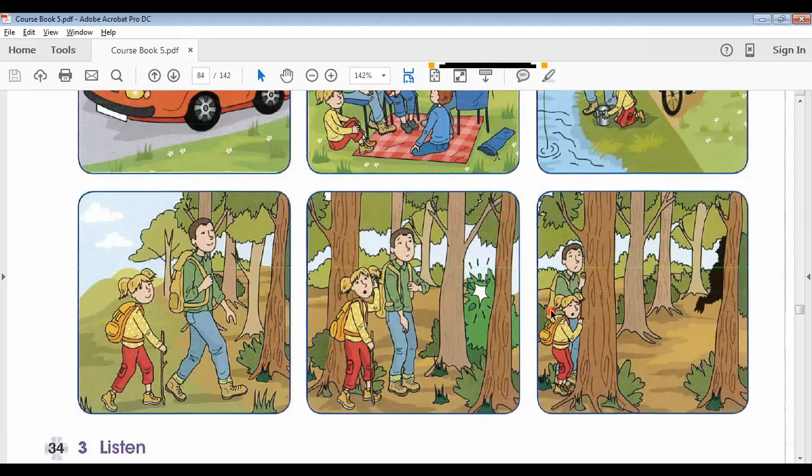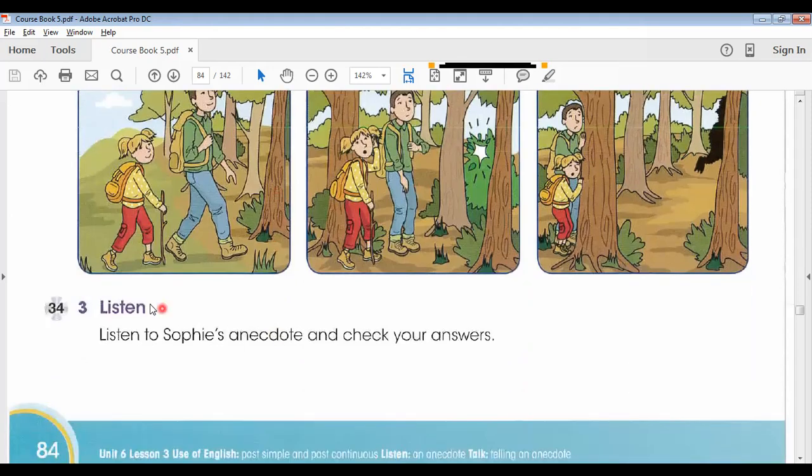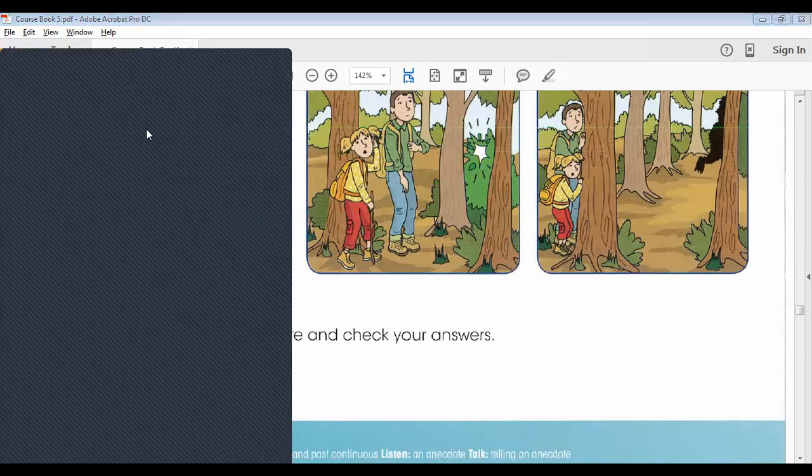So after that, I played track 34 to check the answers. The answers were right, so I'm going to play track 34 again. So listen.